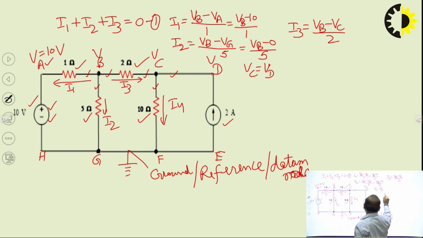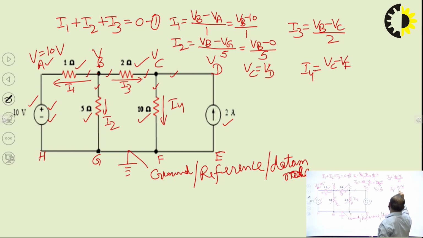So I4 will be VC minus VF upon 10, as per the earlier method. And the potential of F is 0, since it is connected to the ground node directly. So this is VC minus 0 upon 10. That way we write this current I4.